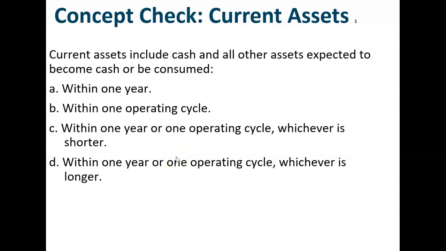Here's a concept check problem for you. Current assets include cash and all other assets expected to become cash or to be consumed, A, within 1 year, B, within 1 operating cycle, C, within 1 year or 1 operating cycle, whichever is shorter, or D, within 1 year or 1 operating cycle, whichever is longer. Please pause your video to consider the question and choose your answer. Then start the video again to check your work.